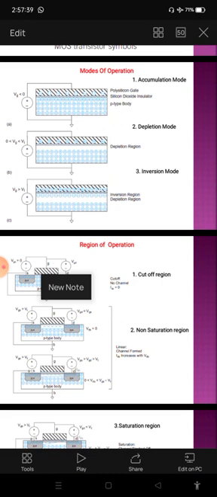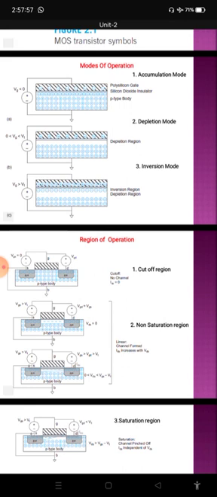Okay, and the second operating condition is depicted in the first figure A. That is called the accumulation region. More positive holes, positive charge carriers, are accumulated between source and drain under the gate insulation.